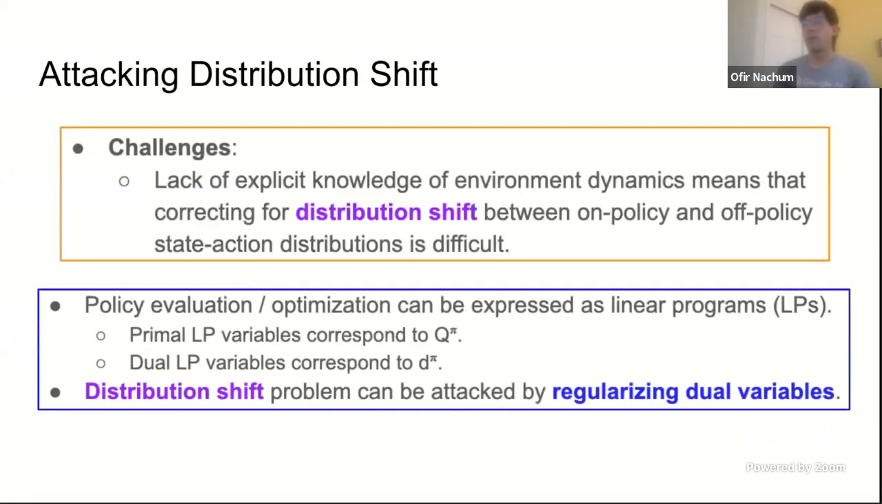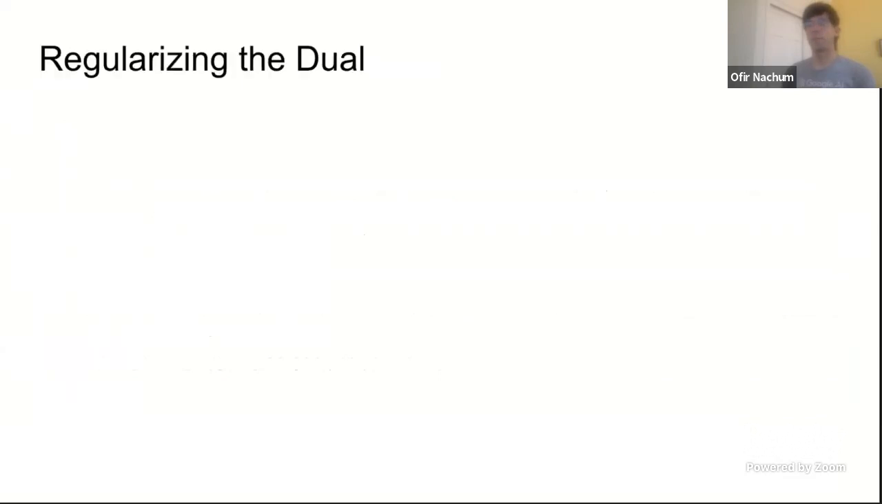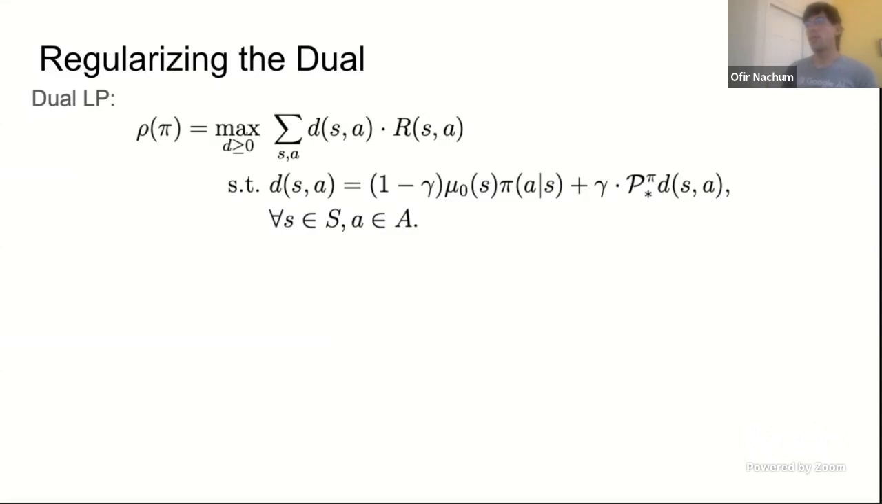Okay, so with all that foundation laid, I can get started on the meat of this presentation, starting with distribution shift. So at the beginning of this presentation, I made this promise to you that there's this big challenge in off-policy RL, called distribution shift, and we're going to approach this problem by regularizing the dual variables of our LP. So now I can show you how that's done. We're going to regularize the dual variables, so I'll start with the dual LP. Here it is, expressing the value of policy pi in terms of this optimization over D.